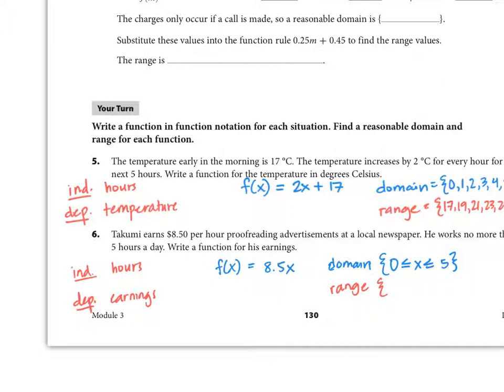So our range is going to depend on this domain. So if he works 0 hours, right, that's the start of my domain, he earns $0. So now this earnings, f of x, is in between $0 and then 5. I want to figure out, if he works 5 hours, how much money did he earn? And he earns, looks like $42.50. So he can earn anywhere from $0 to $42.50. Anywhere in between that could be his earnings based on the number of hours that he works.